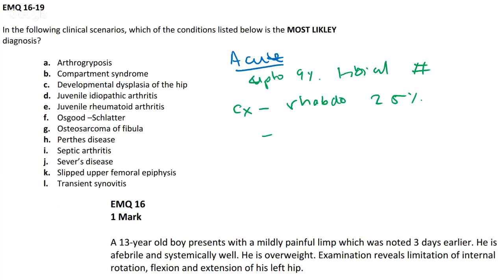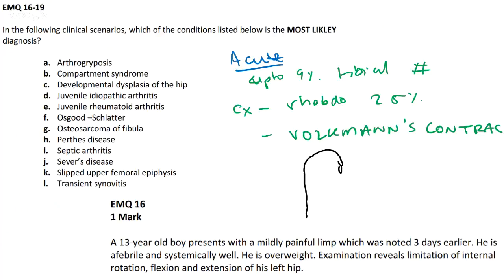Now, another common complication, if the compartment syndrome is not treated, is something called Volkmann's. Have you guys heard of this? Volkmann's contracture. So Volkmann's contracture, if I was to draw it terribly, that's how the fingers would look, and then the thumb would sort of be there. Sort of makes sense, right? So that's how Volkmann's contracture looks.